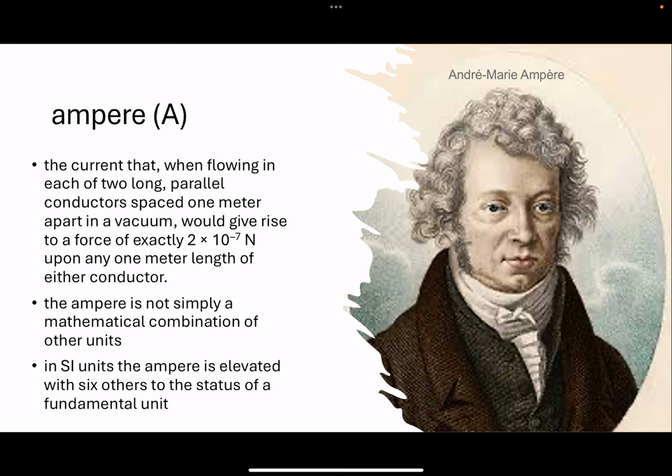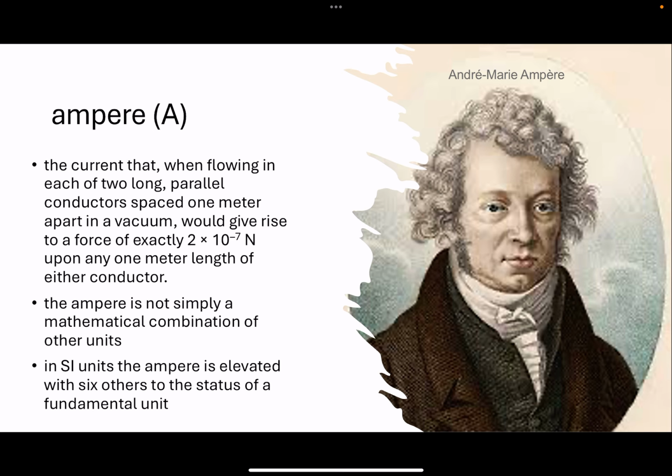So again, to say that more simply, if we're thinking about the force generated in 2 long parallel wires that have the same current, 1 meter apart in a vacuum, the force would be 2 times 10 to the negative 7 Newton on either one of those 1 meter lengths, right? So get used to this.